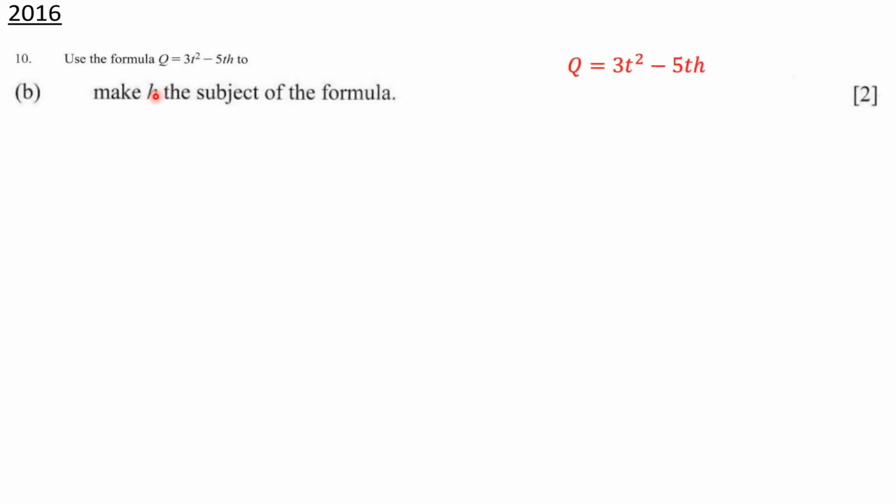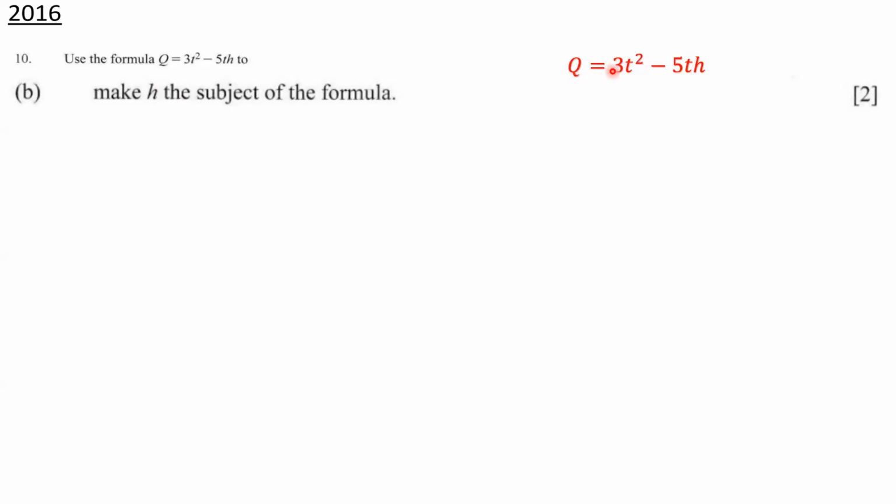So what we have here is q is equal to 3t squared minus 5th. We want to make h the subject of the formula. Notice here that q is the subject of the formula, but we want h to be where q is, right? And so we have to isolate h. We have to separate h. We have to make h by itself.